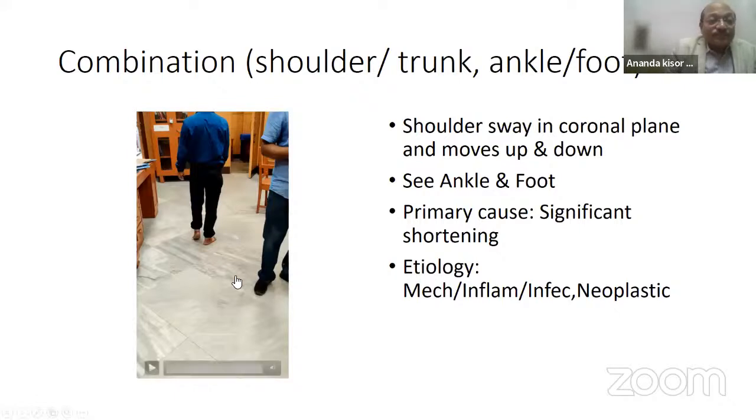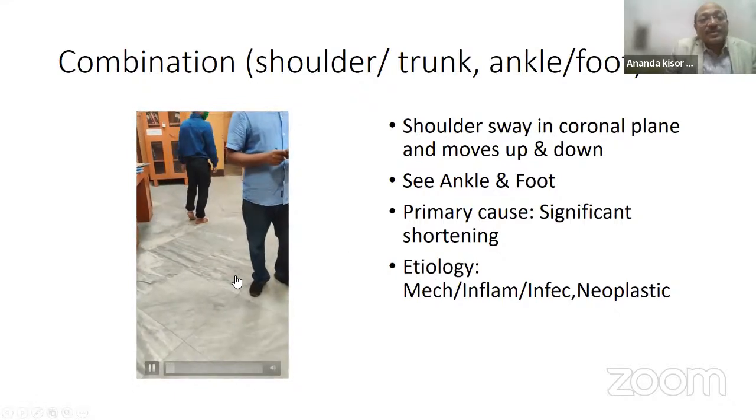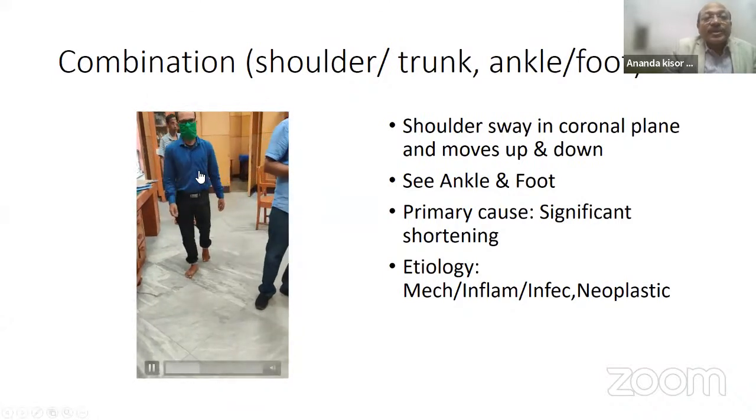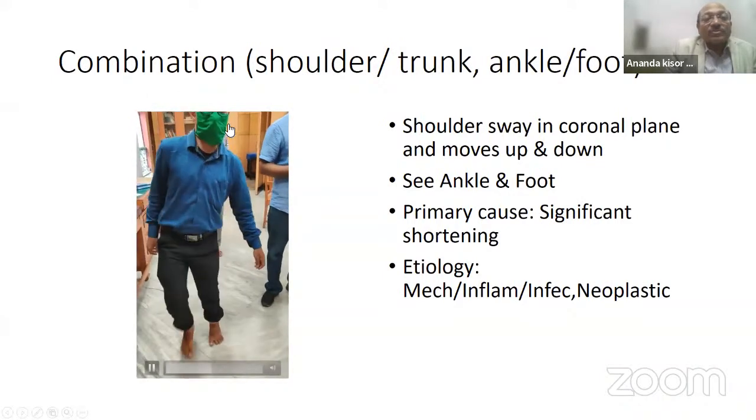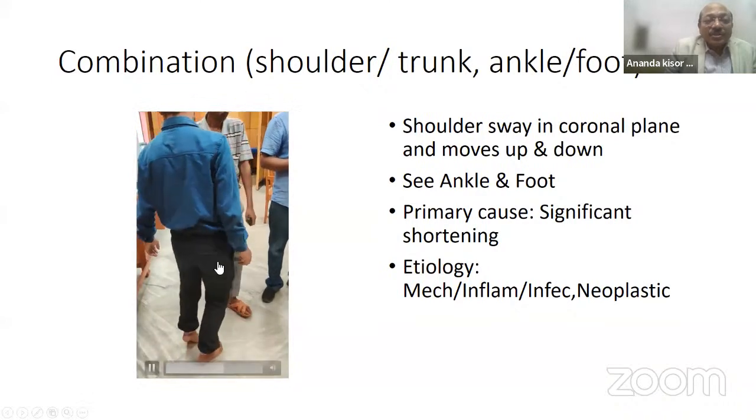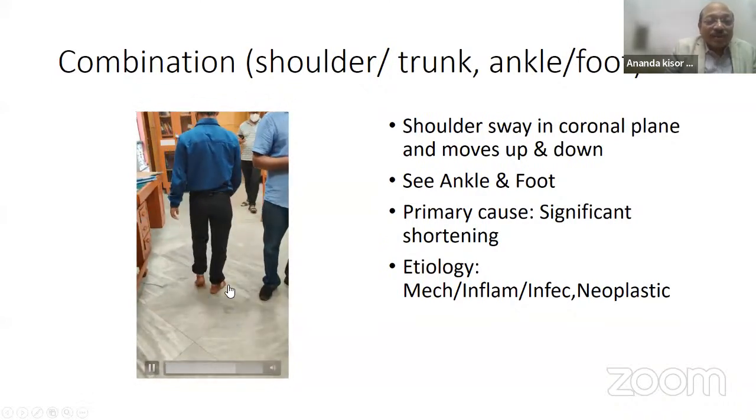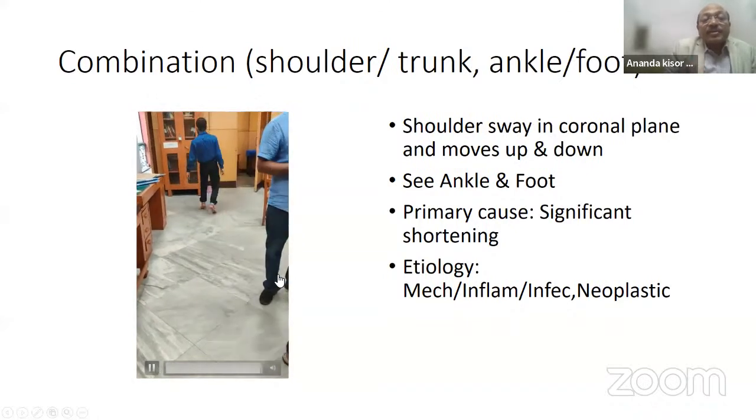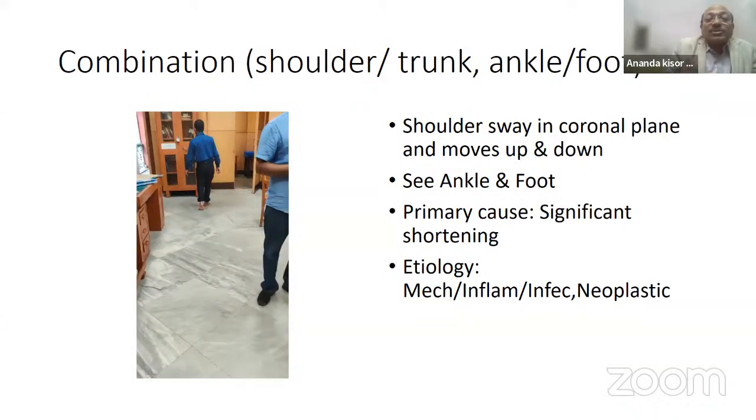Now check this gait. As you can see here, the shoulder is swaying side to side as also up and down. So this is a combination because of the significant shortening. So there is a combination occurring. This is the combined gait of the short limb as also a tremble gait, unstable gait.